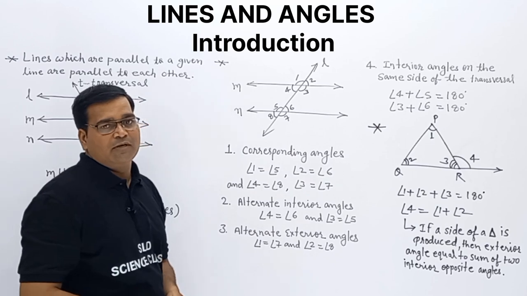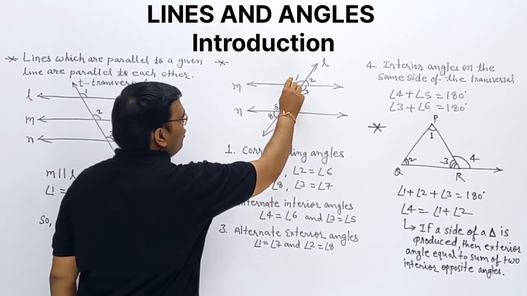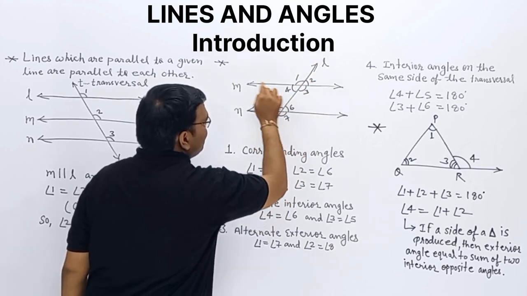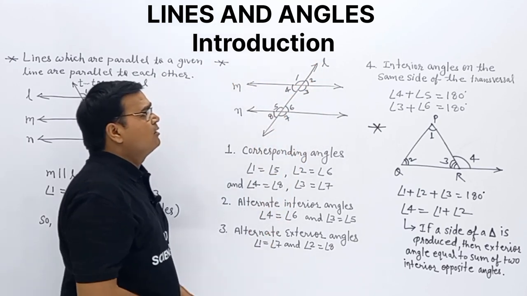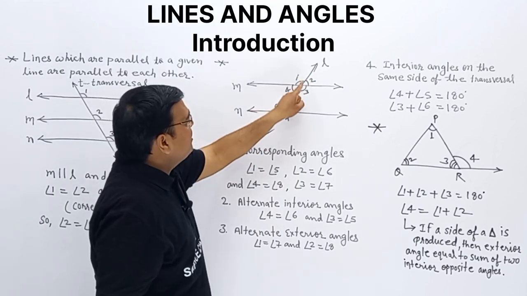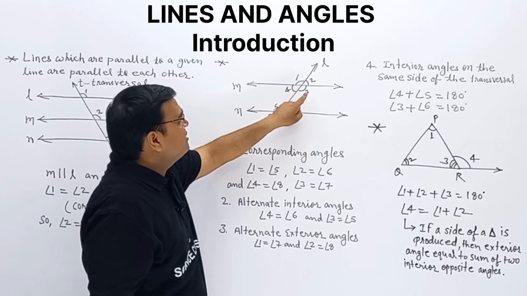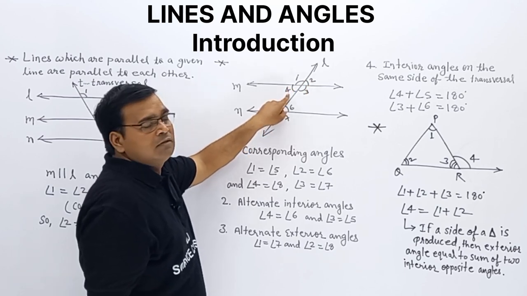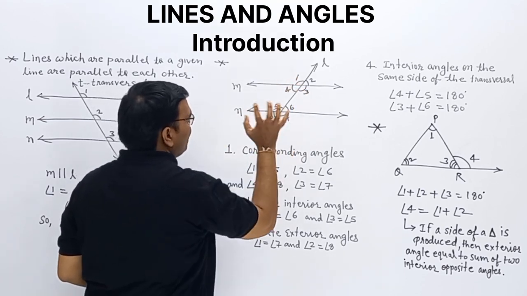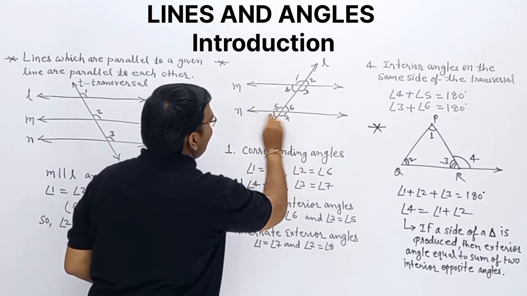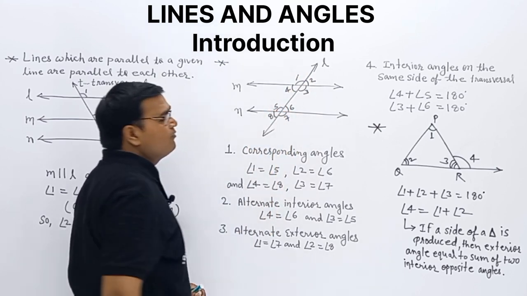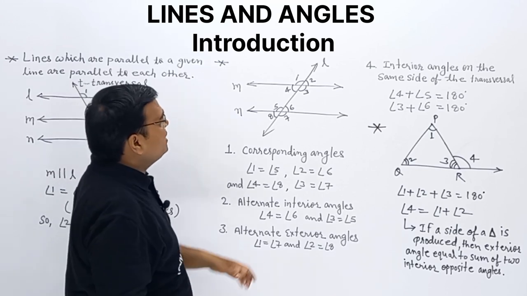Corresponding angles are equal. What about the corresponding angles? At this point, the two intersecting lines M and L are making four angles, 1, 2, 3 and 4. Clear? 1 and 3 are vertically opposite angles, and 2 and 4 are vertically opposite angles. Similarly, M and L intersect again at another point, and there are also four angles.